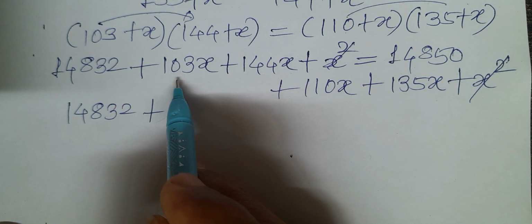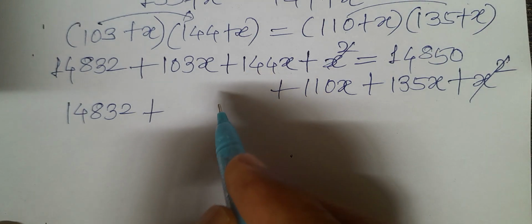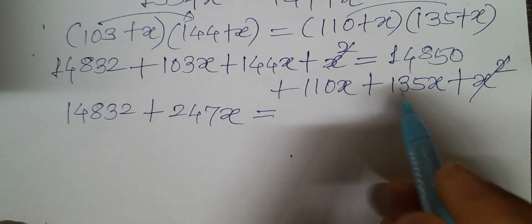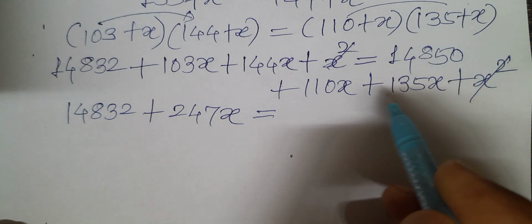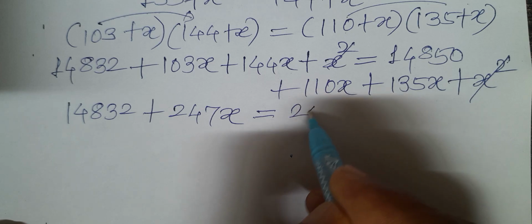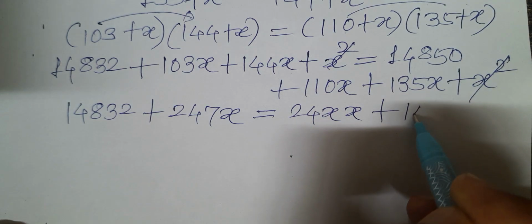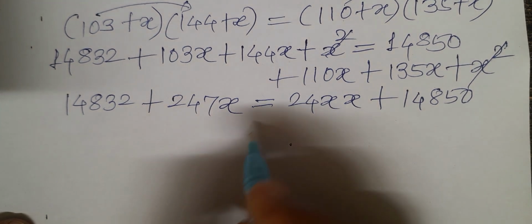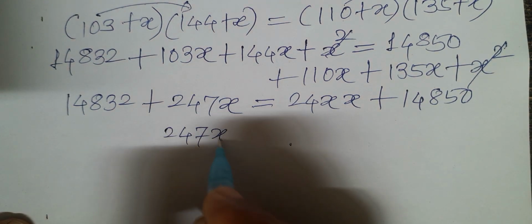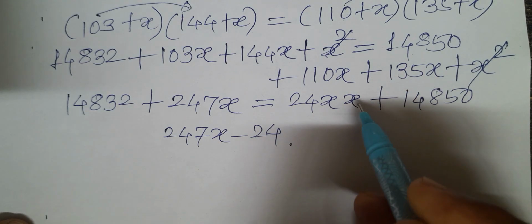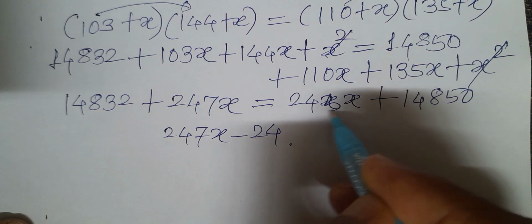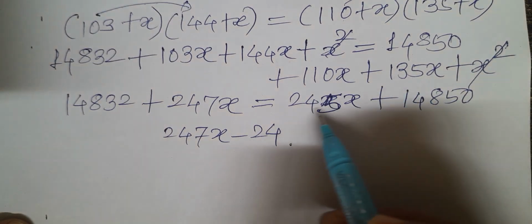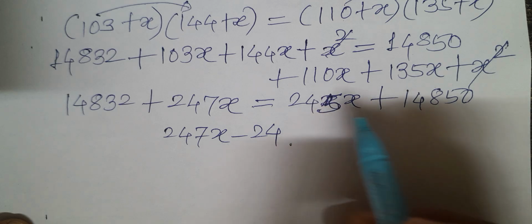14832 plus 103x plus 144x, that is 247x, is equal to 245x plus 14850. So take this x term on one side. So 247x minus 245x. This is 245 because 110 plus 135 is 245.